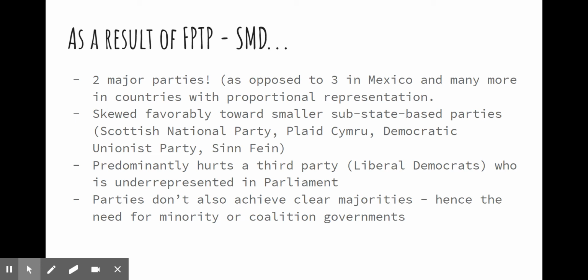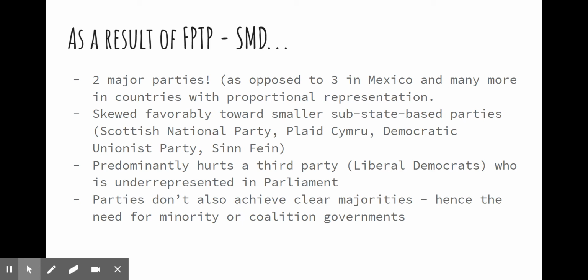And I would also say, as a result of first-past-the-post, they skew the results favorably toward smaller sub-state-based parties. So that's a wonky way of saying the national parties that exist within Scotland, Northern Ireland, and Wales, like the SNP, the Scottish National Party, Plaid Cymru, the Democratic Unionist Party, Sinn Féin, and a series of other smaller parties that are based in the different parts of the UK that are not England. And oftentimes those parties run and hold majorities or hold strong representation bases in the regional parliaments that exist within Wales and Northern Ireland and Scotland.